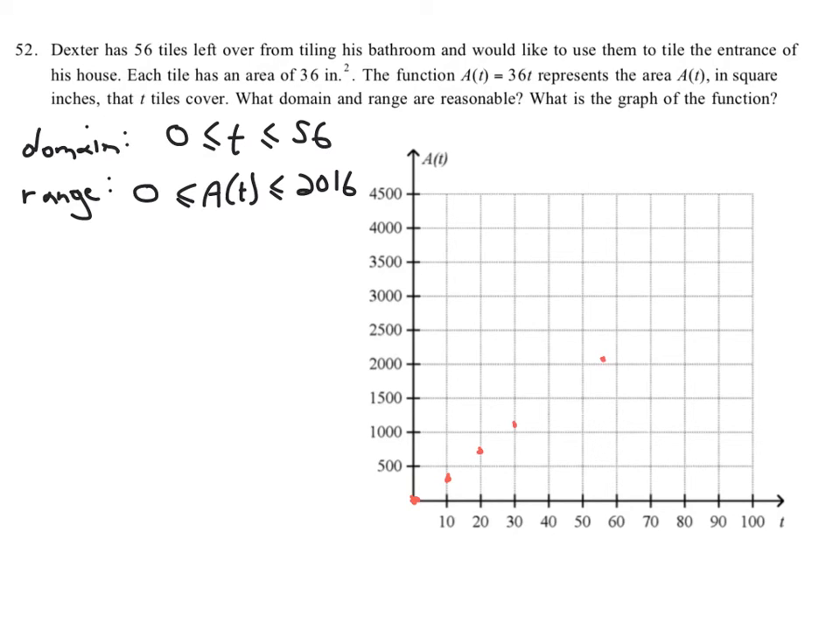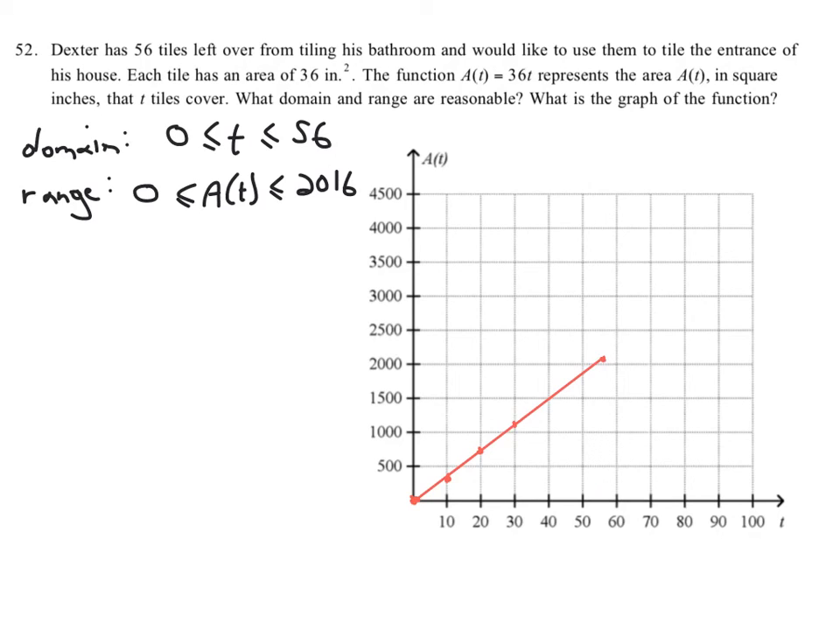Now, what makes sense? Well, it certainly doesn't make sense to go beyond that because we don't have tiles beyond that. So we can say, okay, we're going to go from 0 and we're going to go up to there. Oops, but can't go past it. And that's what the reasonable graph would look like for this function.